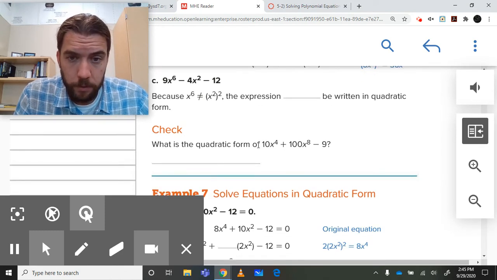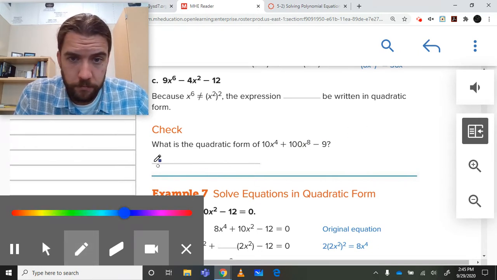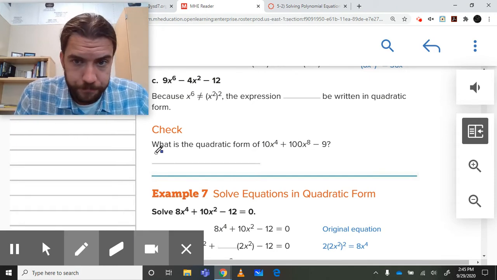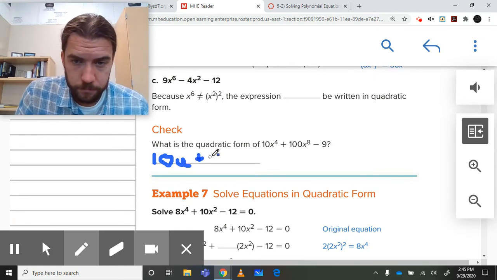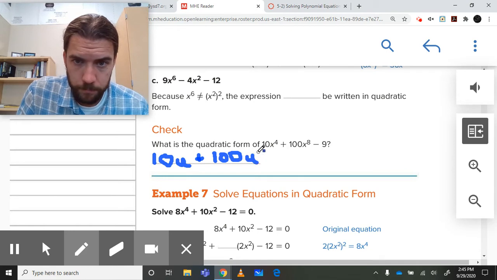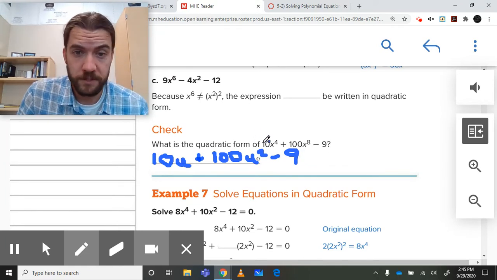Let's check this out. What is the quadratic form of 10x to the 4th plus 100x to the 8th minus 9? Well, if I call x to the 4th my u, then I have 10u plus 100u squared minus 9. I could rearrange this into the standard descending order, so 100u squared plus 10u minus 9, and then I could take this and plug it into the quadratic formula.